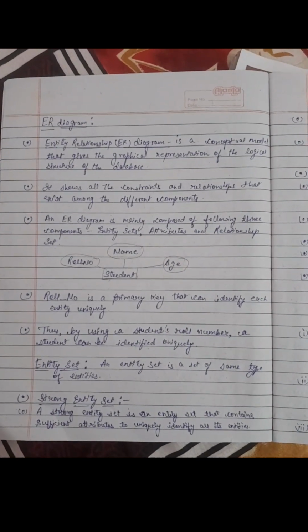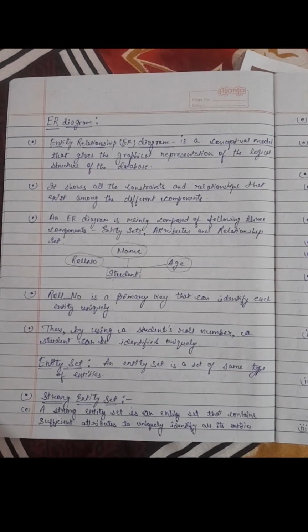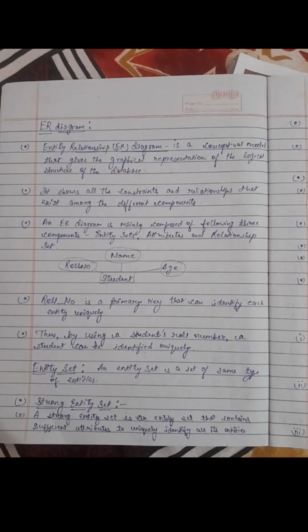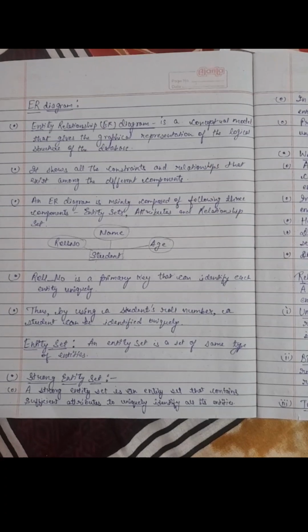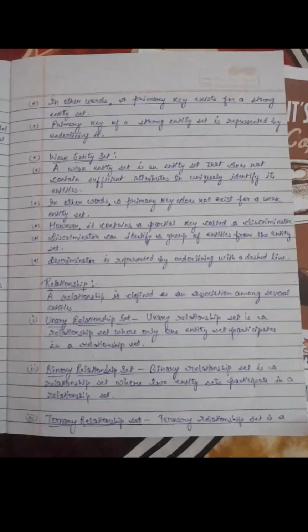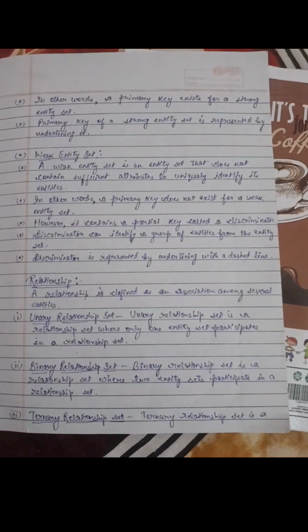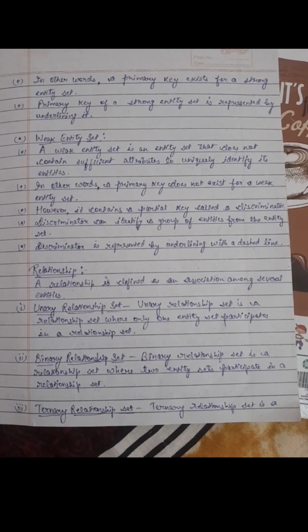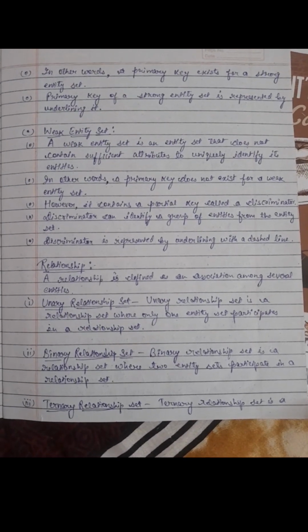Strong entity set. A strong entity set is an entity set that contains sufficient attributes to uniquely identify all its entities. In other words, a primary key exists for a strong entity set. Primary key of a strong entity set is represented by underlining it.